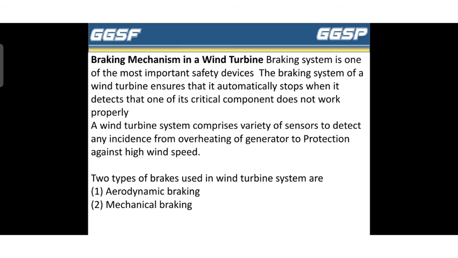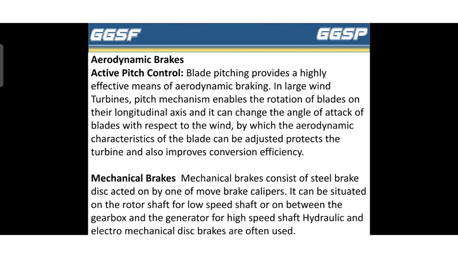A wind turbine system comprises a variety of sensors to detect any incidents, from overheating of the generator to protection against high wind. Two types of brakes are used: aerodynamic braking and mechanical braking. Aerodynamic braking, active pitch control. Blade pitching provides a highly effective means of aerodynamic braking.